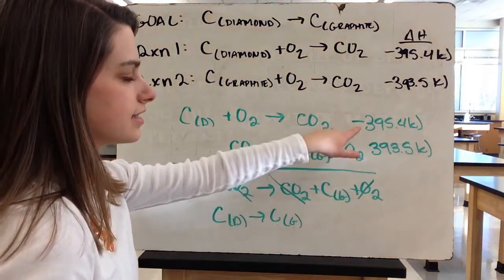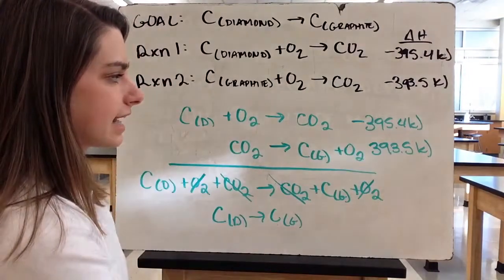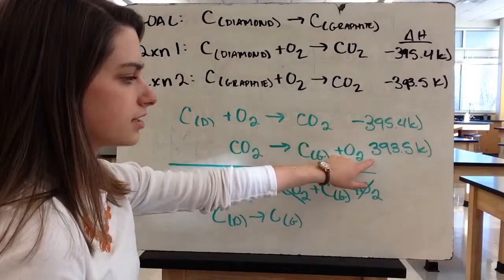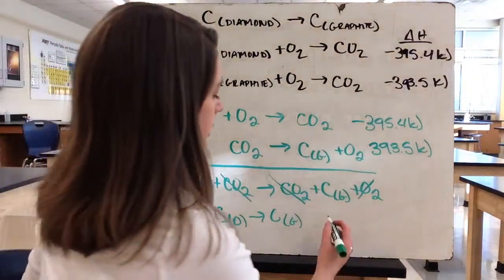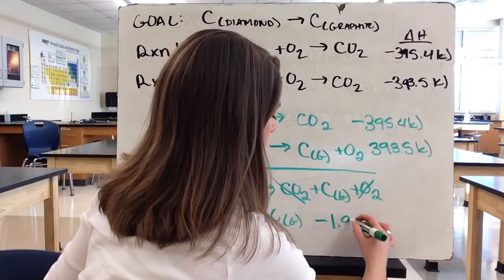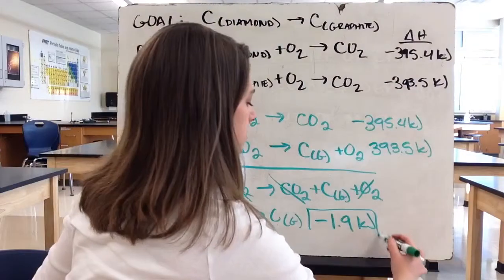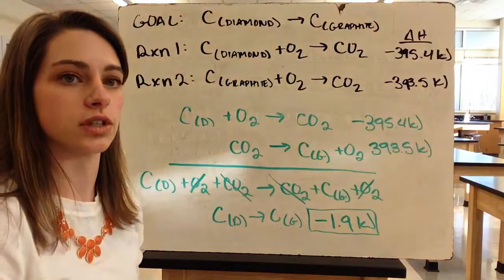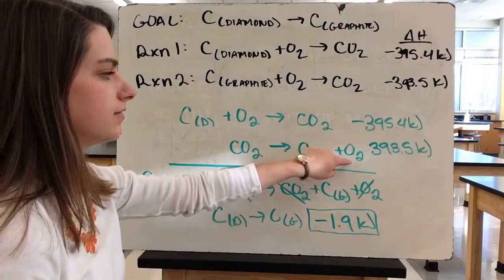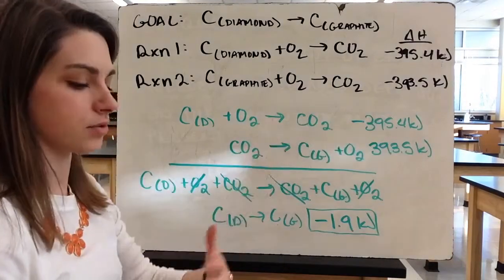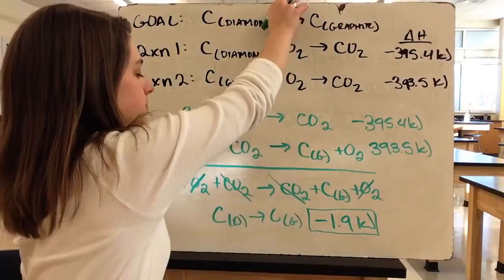Since I did this, I can simply add up my two delta H's. So I have negative 395.4 plus a positive 393.5 kilojoules. And overall, that gets me negative 1.9 kilojoules of energy. And that would be my answer, because you're looking for the delta H of this overall reaction given these two subreactions. Let's look at a second example.